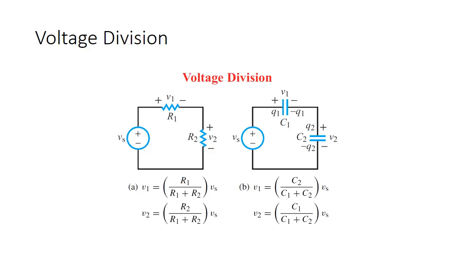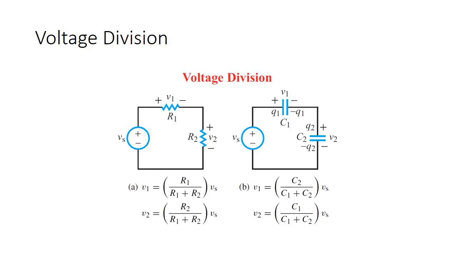And if we're trying to find the voltage drop across V1 or the voltage drop across V2, we can use the normal voltage division rules that we have and simplify it out below, where V1 equals R1 over the sum of R1 and R2 times Vs, which is your initial voltage. And we also have the same equation for V2.